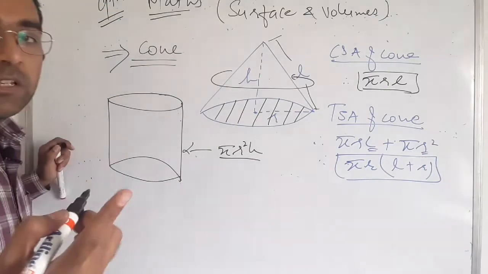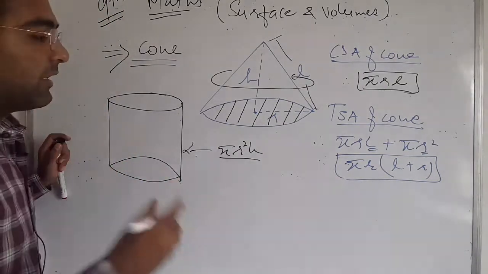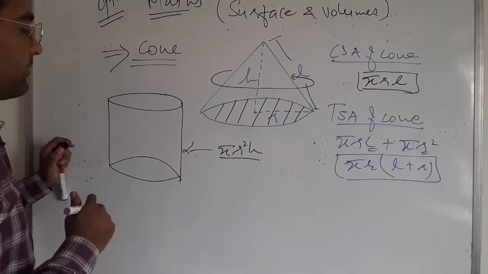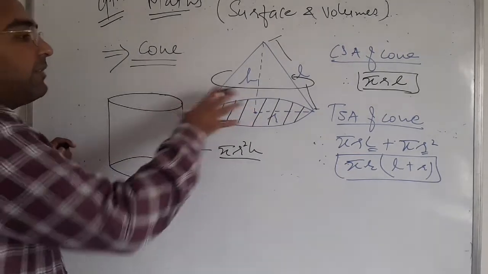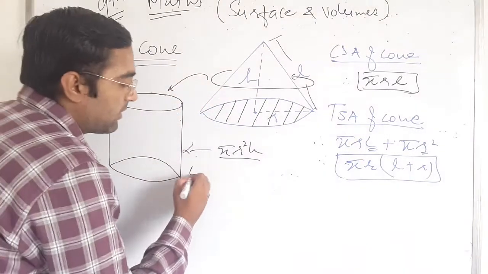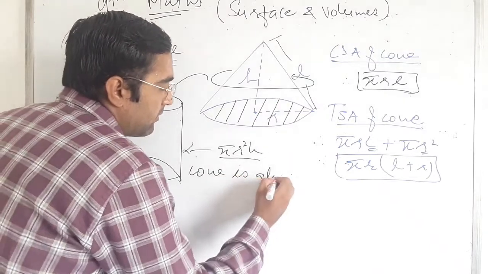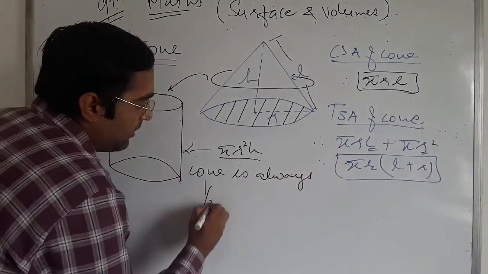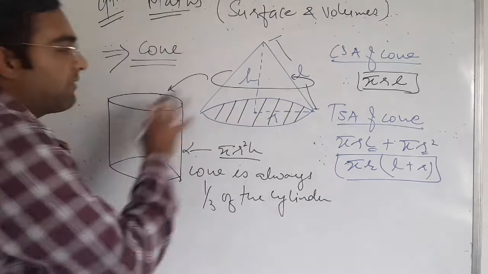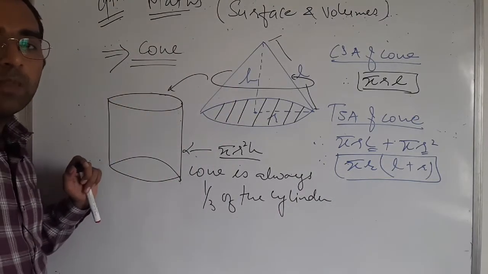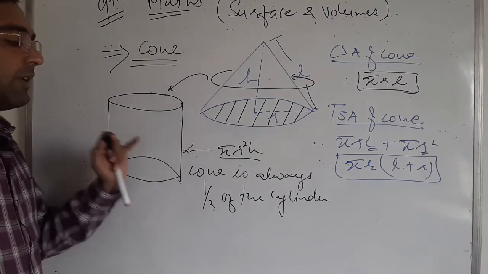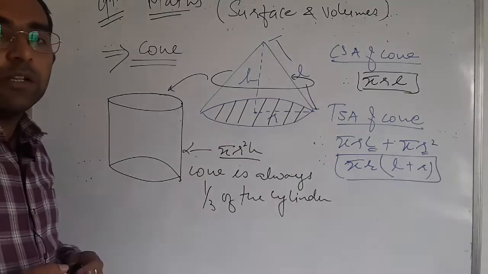As per the previous lecture we have learnt about the volume of the cylinder. What is the volume of the cylinder? That is pi r square h. Now whenever we have to compare the cylinder with the cone, the cone is always 1/3 of the cylinder.